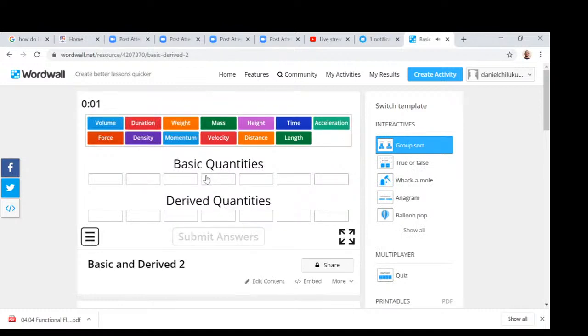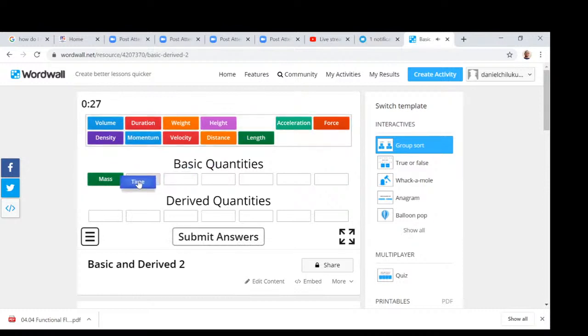Okay, so here we are supposed to group these. We have all these quantities here that have been given, and then we are supposed to categorize them, whether they are basic quantities or indeed derived quantities. Okay, so we say that basically we have three basic quantities. Mass is a basic quantity. You also know that time is a basic quantity, because in mechanics you cannot combine time with anything else.